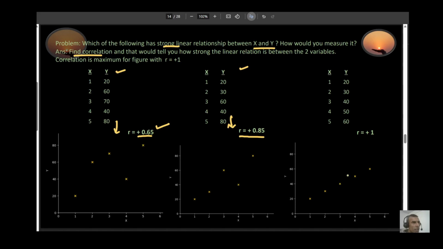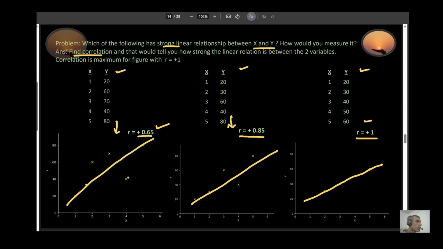And let's take a look at this one. In this case, this is my x and y, and I calculate my R, and look at that. It came out to be exactly plus 1. And you can see that everything is lying in one straight line. All the points are lying in one straight line. So anytime when your R is equal to plus 1 or very close to plus 1, your points are going to be lying on a straight line. Over here, you can see if this is your straight line, the points are not exactly lying on the straight line. And over here, you can see that the points are distributed around the straight line a lot more over here, less over here, and least over here.